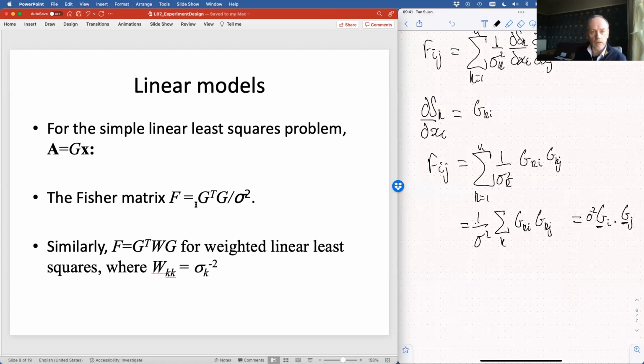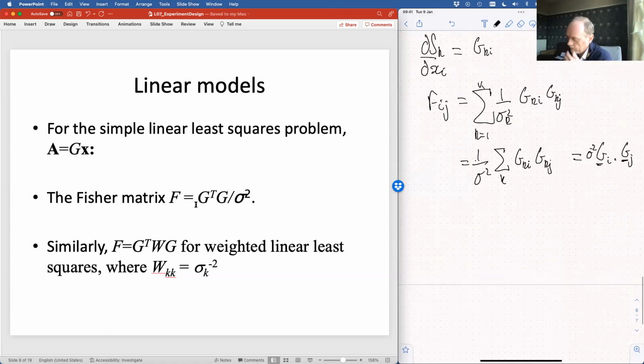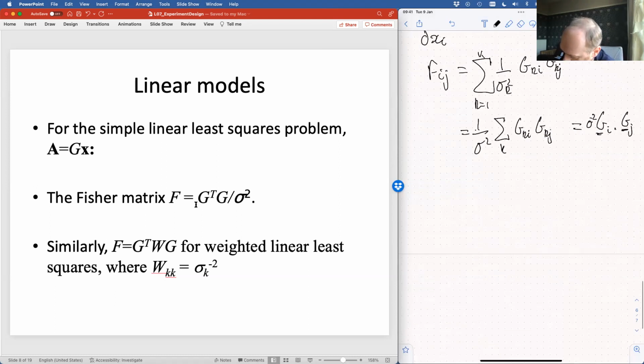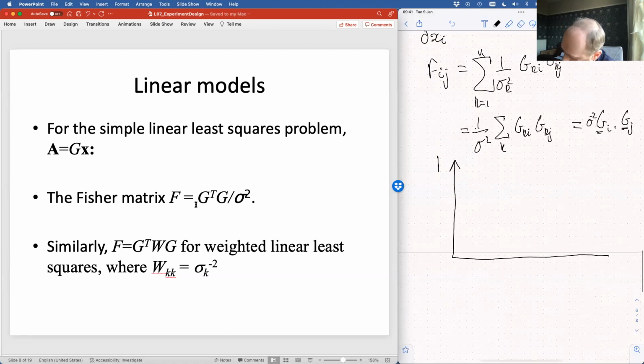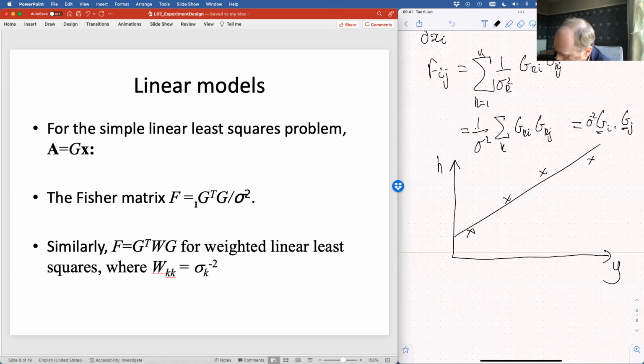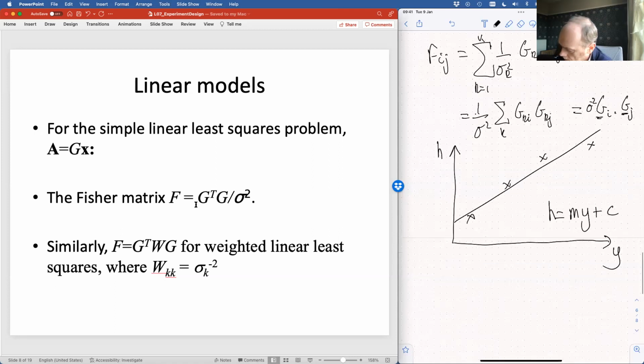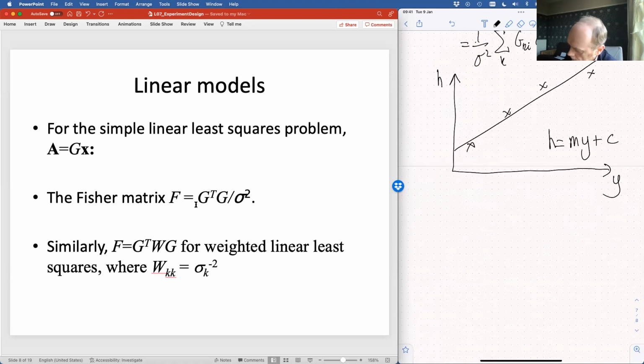Let's think about that for a particular simple model. Let's go back to one of our old favorites, a simple linear model, one that we used for the child's heights all those times. So we're fitting the model h is m y plus c, and so writing out our matrix equation, our list of measurements is then just the h's, h_1 up to h_k.